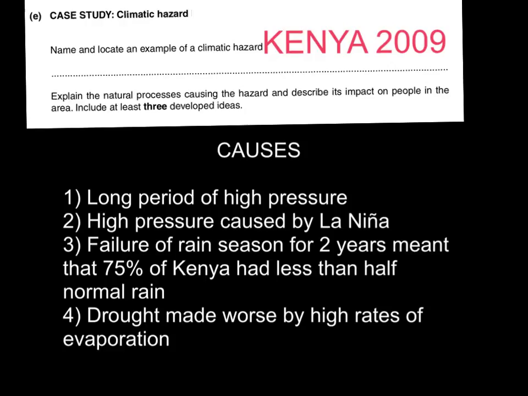Now again, remember the question is asking for natural processes. So a lot of you talked about over-extraction, deforestation, use of water from rivers for the flower industry. And again, they're all perfectly valid causes, but they're not natural processes. So it's really important that you've read your question, you've tailored your answer to the question. That's how you're going to get your A. So it's really important you do that.